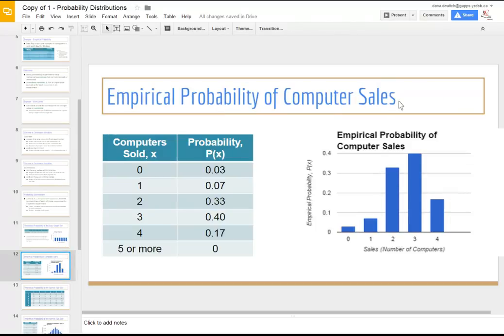Here is our computer sales that we looked at from Best Buy. There's the probabilities that we calculated, and here it is as a graph. So the number of computers sold, the probability of selling that many computers, and the number of times it happened. Again, this is empirical, meaning it's experimental from what actually happened. You can see that the number of computers sold, the sales, is my independent variable. It's on my x-axis, and the probabilities are on my vertical axis. The empirical probability.